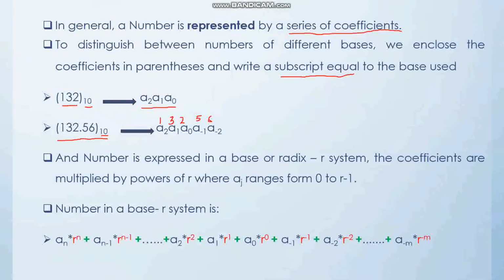A number expressed in base or radix R is called an R system. The coefficients are multiplied by powers of R, where aj ranges from 0 to R minus 1. If I am talking about base 10, the range will be 0 to 9. Clear? In my previous example, I multiplied each coefficient with the base raised to a power. So it is 10 raised to the power 0, 10 raised to the power 1, 10 raised to the power 2.